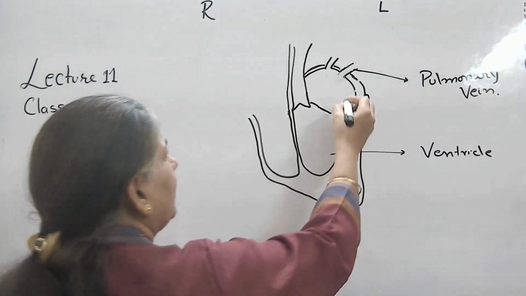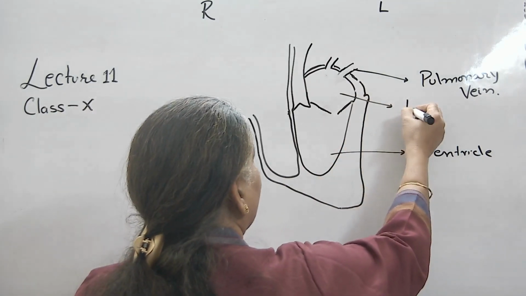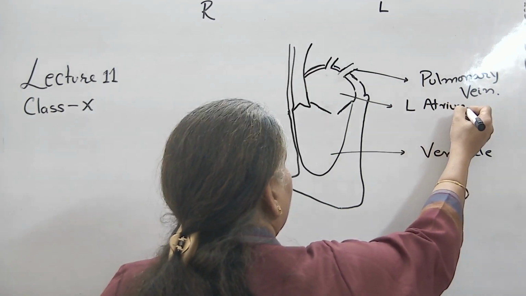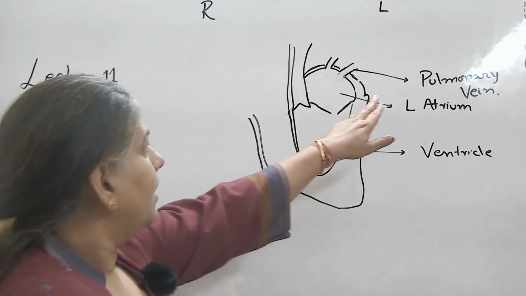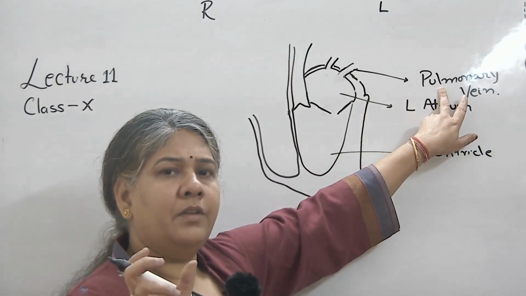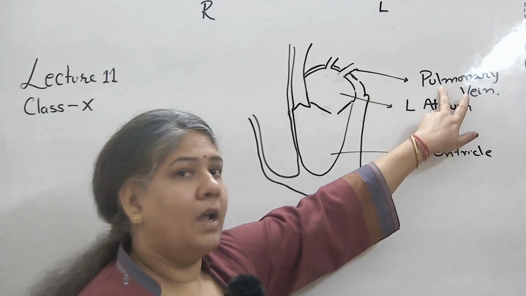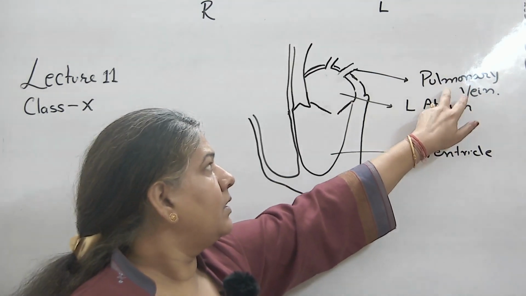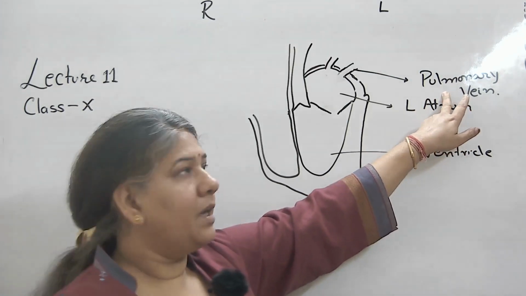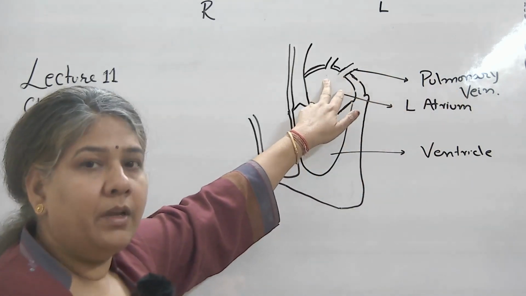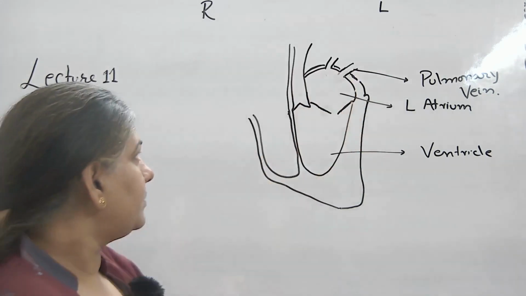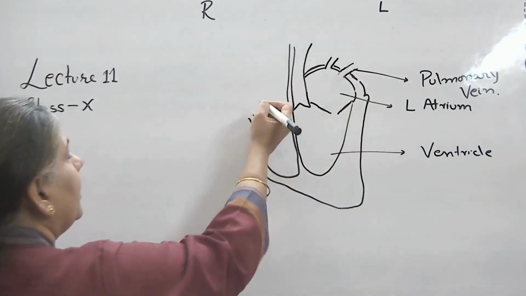Okay, this is the left atrium. The word pulmonary suggests that the organ is the lungs. So pulmonary veins are the blood vessels which bring blood towards the heart. These vessels are bringing blood from the lungs to the heart. Okay, we'll draw the right side also.